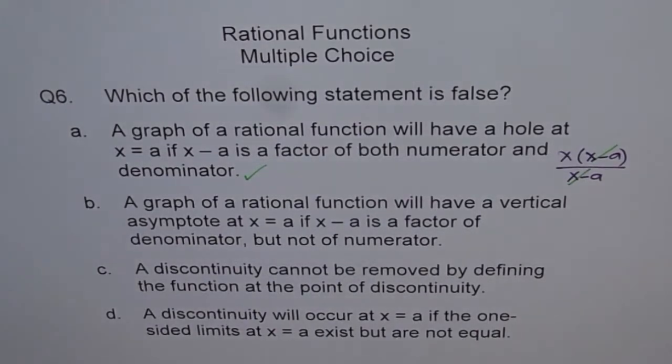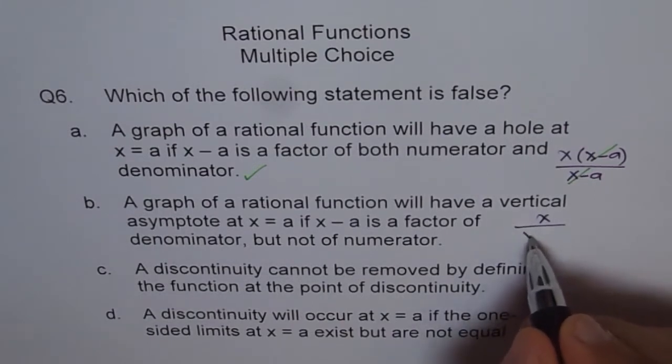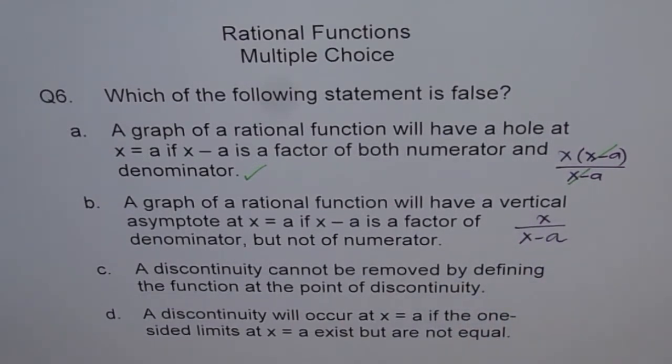How about the next statement? A graph of a rational function will have a vertical asymptote at x equals a if x minus a is a factor of the denominator, right? That is true. If it was not canceled, correct? If we had something like x over x minus a, in that case we have a vertical asymptote. That is correct. At times, these questions are asked in a different way in communication questions, or explain when will you have a hole or when will you have a vertical asymptote, right?